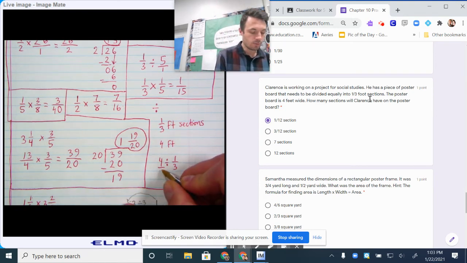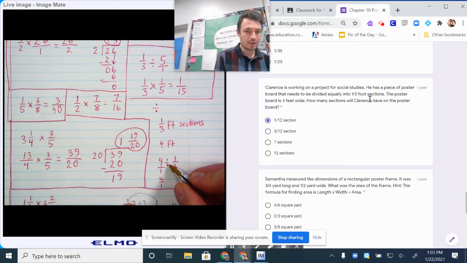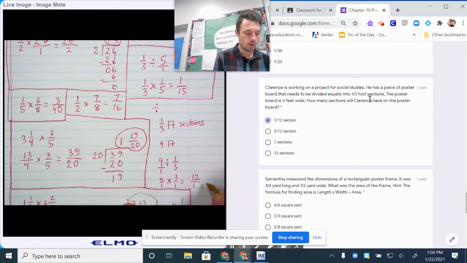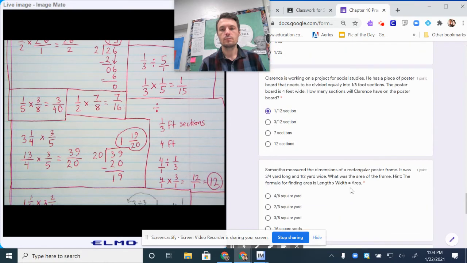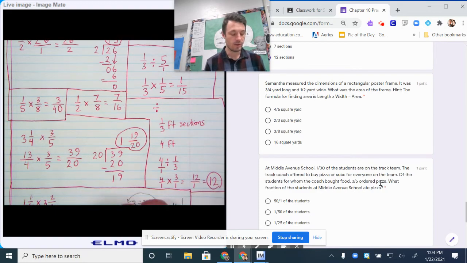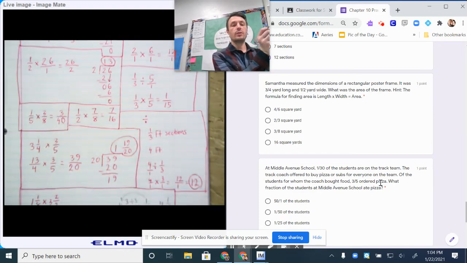So we have to give the whole number a denominator of 1. We're going to rewrite it because we have to reverse the division to multiplication, and we have to flip the second fraction from 1/3 to 3 over 1. 4 times 3 is 12. 1 times 1 is 1. 12 over 1 is the same thing as 12. So 12 is the final answer. I'll box off that work. So it's 12 sections.